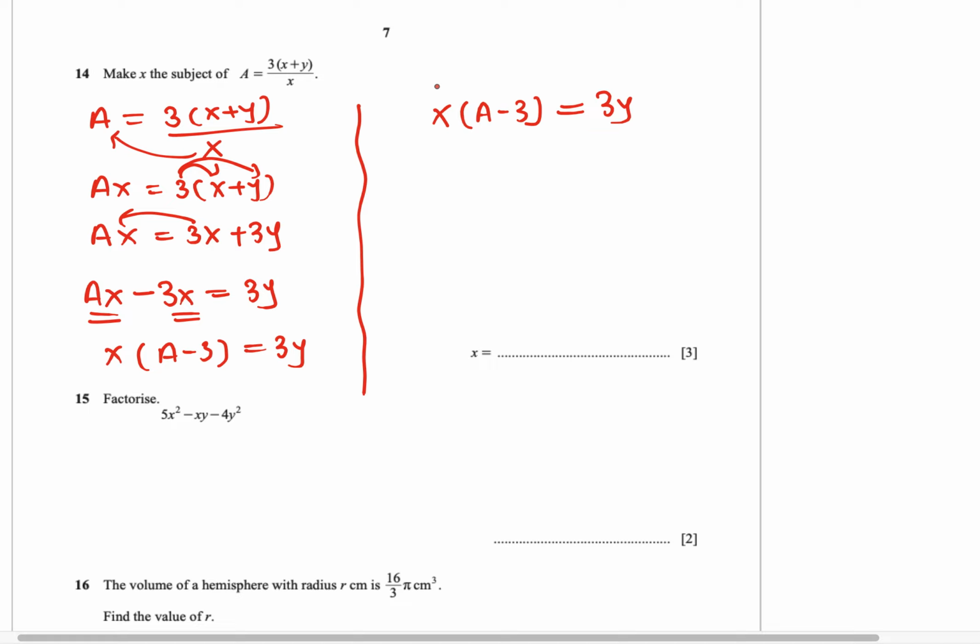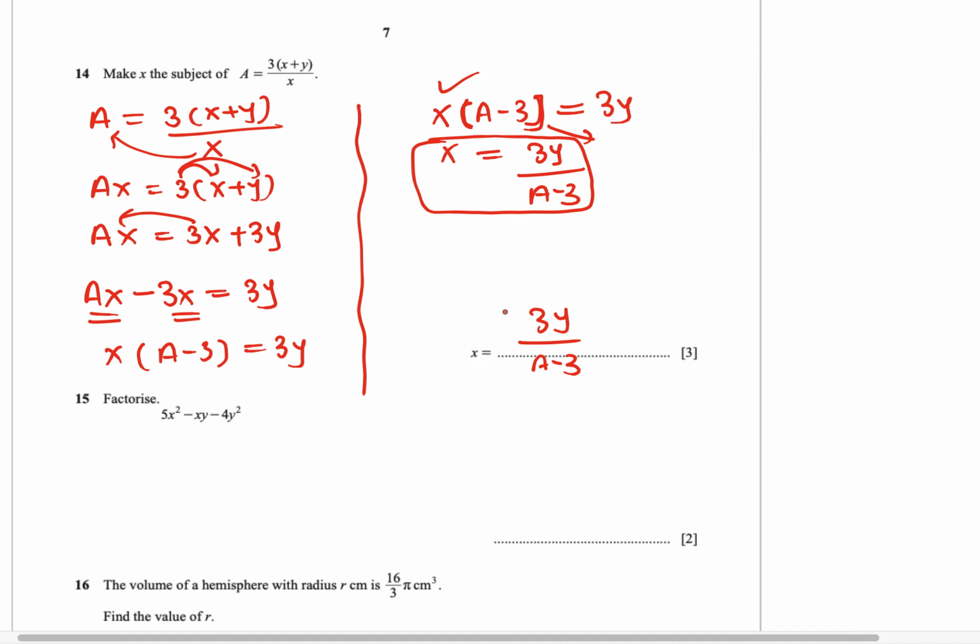Okay, so now I have to make x the subject, so I will keep x here only, and this part which is in multiplication with x will go to the denominator. So it will become 3y upon a minus 3, and this is our final answer. Understood guys? I hope you guys are getting it. 3y upon a minus 3.